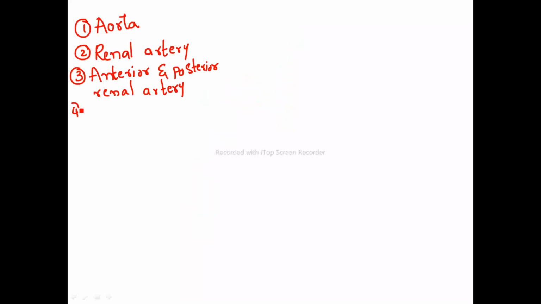Okay, the name itself is segmental artery. So here the anterior renal artery will be divided into 4 segmental arteries, whereas the posterior will be a single segmental artery itself. So you can say 4 plus 1, that is a total of 5 segmental arteries will be there. 4 from the anterior renal artery and 1 from the posterior renal artery.